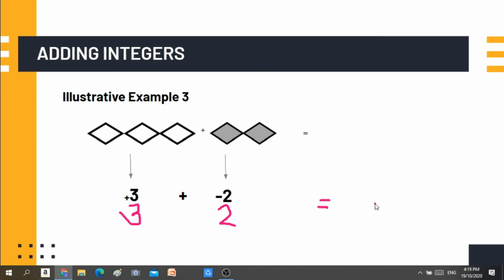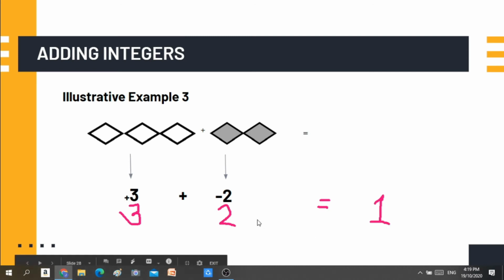Now, paano natin malalaman? Dapat ba positive siya or negative? It is based on the absolute value. Tingnan natin, ano ba mas malaki? Itong 3 o itong 2? Mas malaki yung 3. At si 3, meron siyang positive sign. So, siya yung susundin natin. The answer is positive 1.